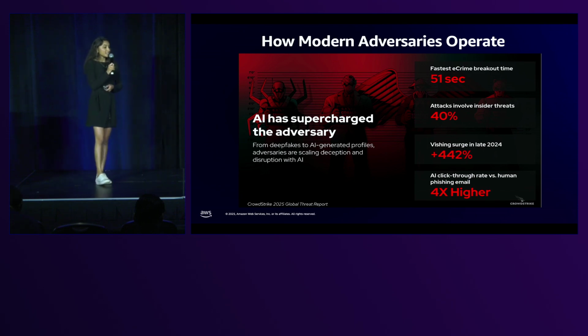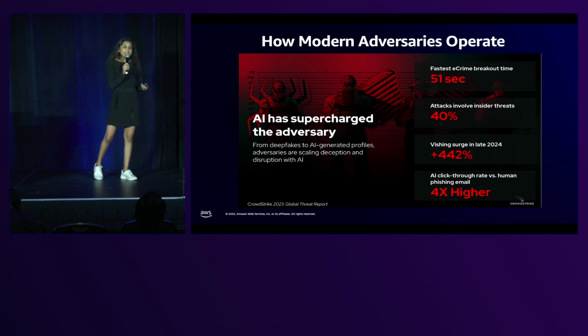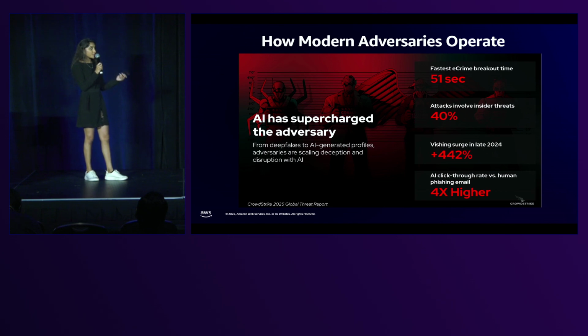An interesting statistic that we found around AI is that AI-generated phishing emails saw 4 times the success rate, meaning a victim clicks on the link in an email, than a human-generated phishing email. So this just goes to show that when AI is in the hands of the adversary, there's a lot of power there, right?